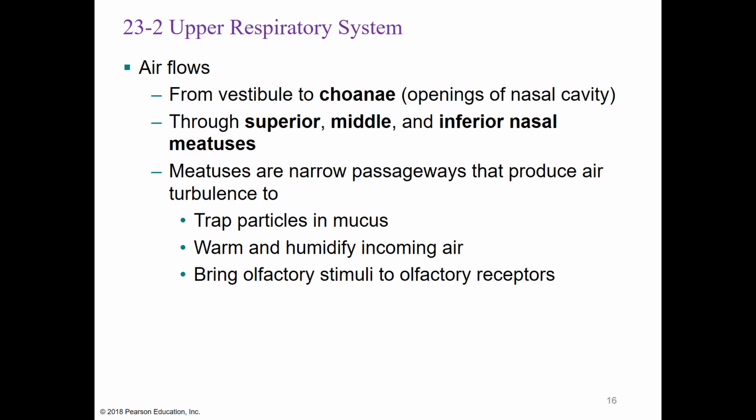Meatuses are passageways. They're very narrow, and they're going to help us create turbulence, to help trap particles in the mucus, to warm and humidify incoming air, and to bring olfactory stimuli to olfactory receptors, so we have more time to figure out what we smell.